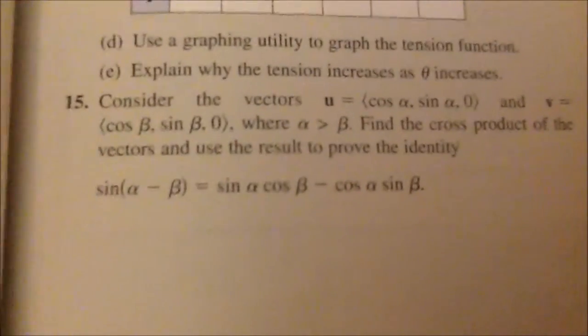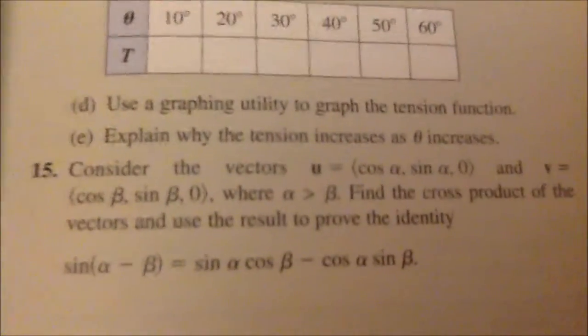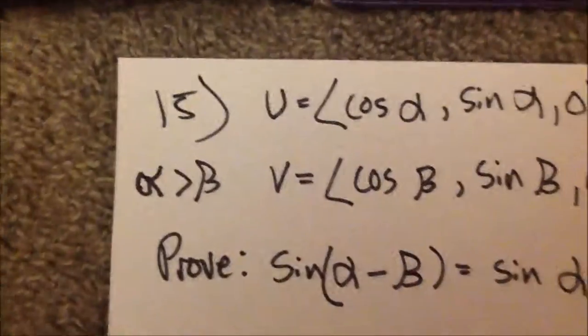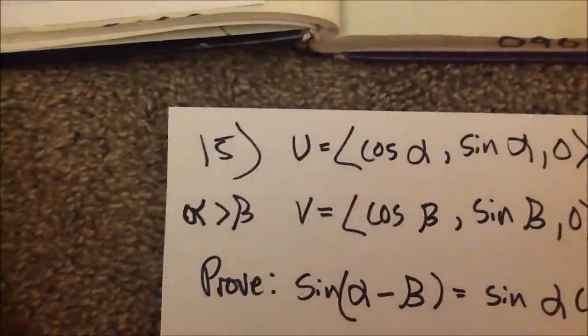15 asks us to consider these two vectors and use the cross product to find and prove the identity stated below. It also gives us that angle A, I'm going to call them A and B. I know they're Greek letters, but I don't know what Greek letters they are. A is greater than B. So those are the things we know. Transfer them onto this piece of paper. This is what we're trying to prove. These are the vectors we know. A is greater than B.